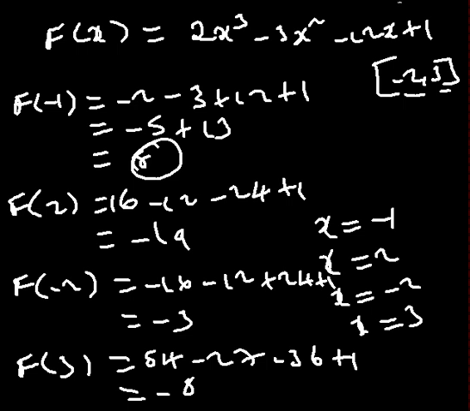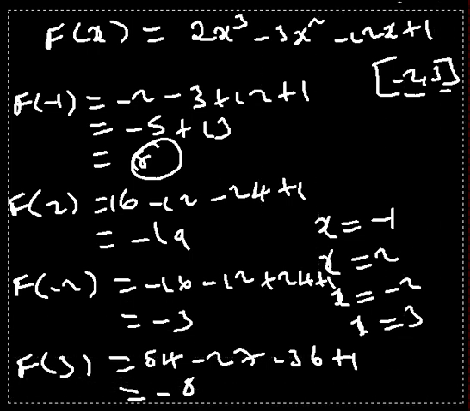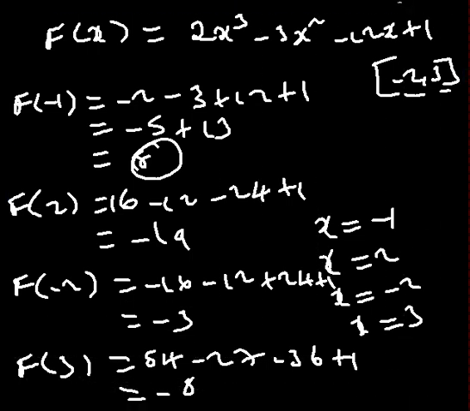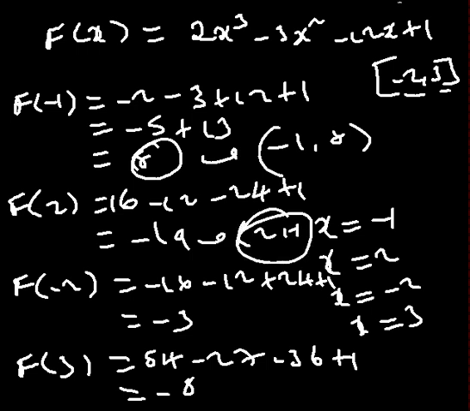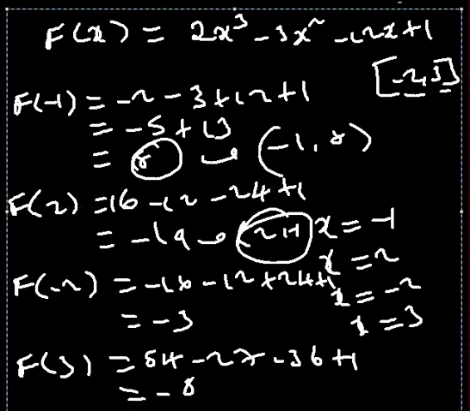And the lowest is given as negative 19. Therefore, that is the absolute minimum value. So that's the basic idea behind that one. But in terms of the point, the point negative 1, 8 is the absolute maximum point, and this is 2, negative 19, that is the absolute minimum point. But in terms of the value, it is given as the y value.